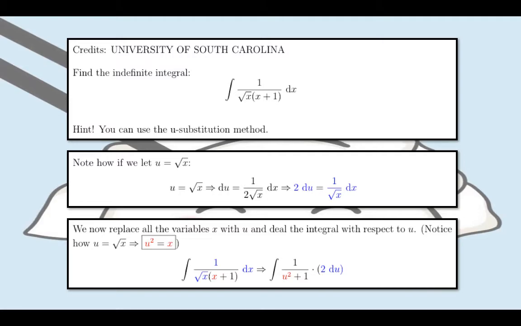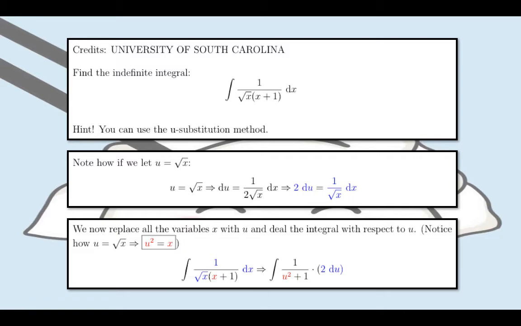I multiply both sides by 2 since there is a part of the integral that is very similar, a part 1 over square root of x dx within the indefinite integral. After finding the value of u to be used, we now replace all the variables x with u and then deal with the integral with respect to u.